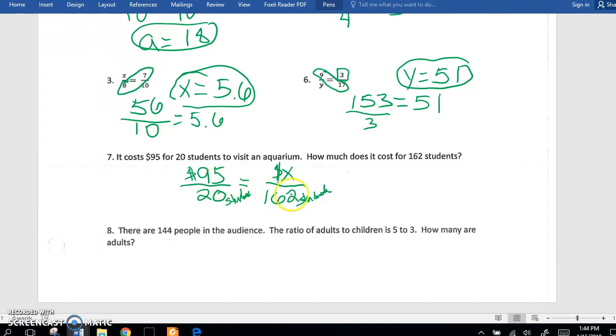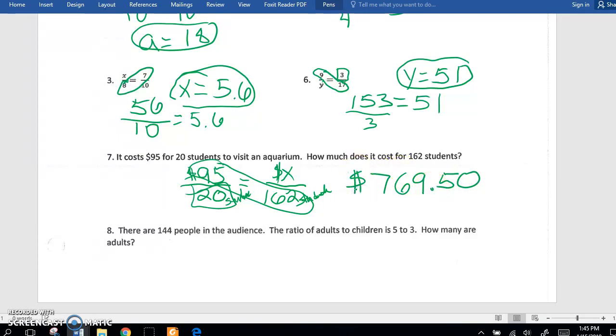So 95 times 162 equals, holy cow, a big number. Let's double check that. 95 times 162, I get 15,390. Luckily, it doesn't cost that much because we still have to divide by 20. We multiplied 162 times 95. Now divide by 20. And we get $769.50.